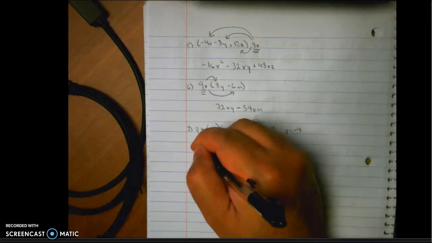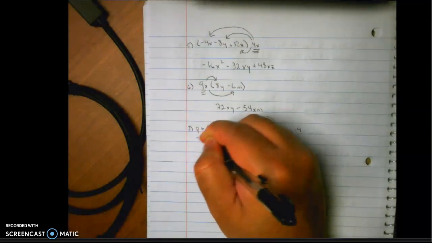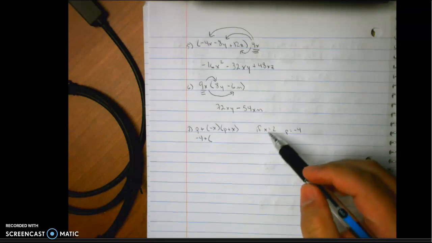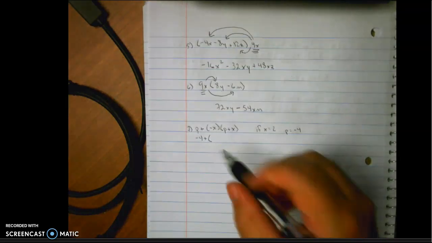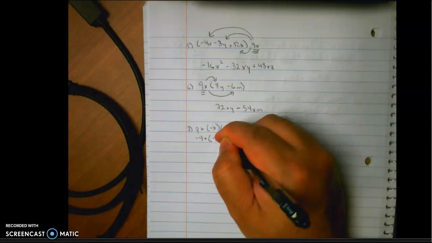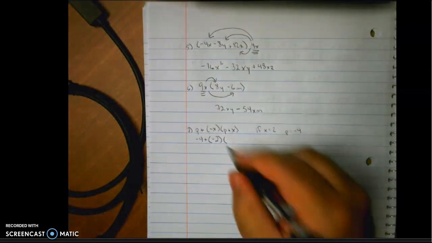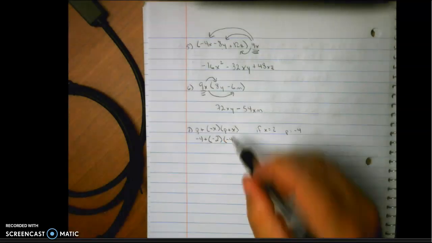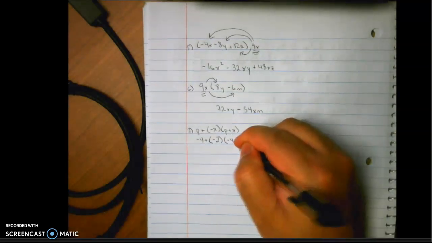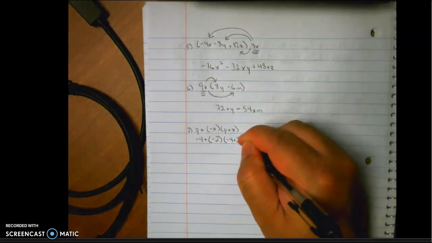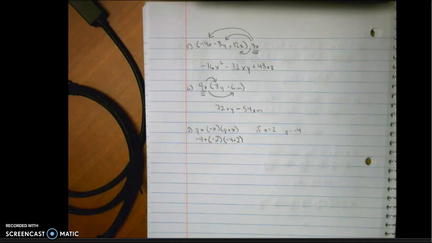So I have a negative 4 plus, in parentheses, x is 2, but I have a negative x. So I have a negative 2, and then parentheses, p, which is a negative 4, plus 2, which is x. So I'm just replacing everything in with the numbers and now simplifying from there.